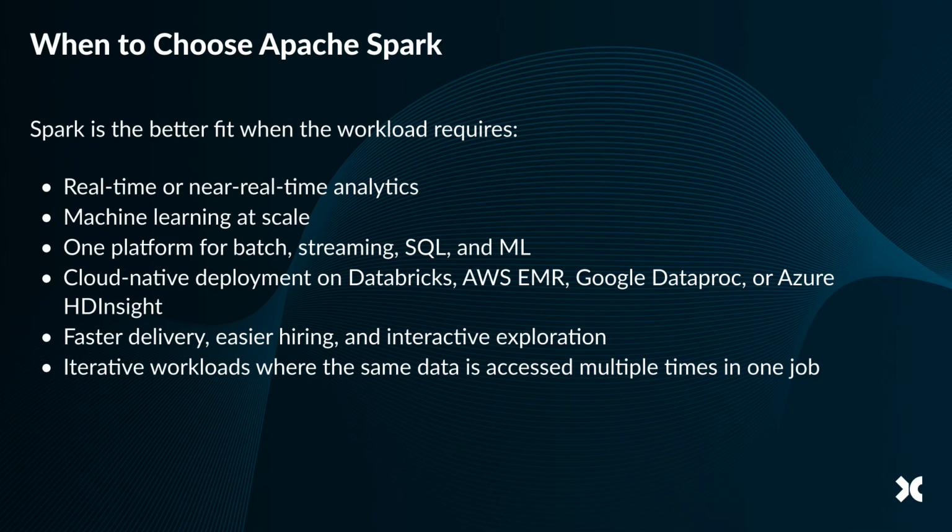When to choose Apache Spark. Spark is the better fit when the workload requires real-time or near real-time analytics; machine learning at scale; one platform for batch, streaming, SQL, and ML; cloud-native deployment on Databricks, AWS EMR, Google Dataproc, or Azure HDInsight; faster delivery, easier hiring, and interactive exploration; iterative workloads, where the same data is accessed multiple times in one job.